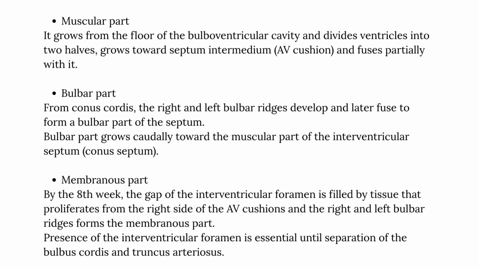Membranous part. By the 8th week, the gap of the interventricular foramen is filled by tissue that proliferates from the right side of the AV cushions and the right and left bulbar ridges, forming the membranous part. Presence of the interventricular foramen is essential until separation of the bulbus cordis and truncus arteriosus.